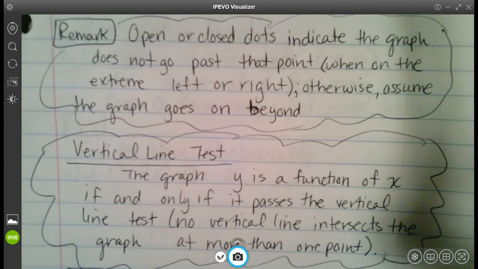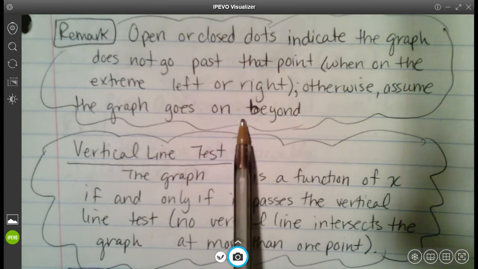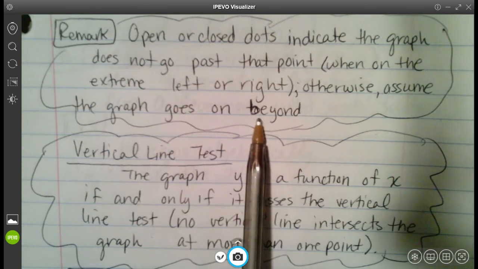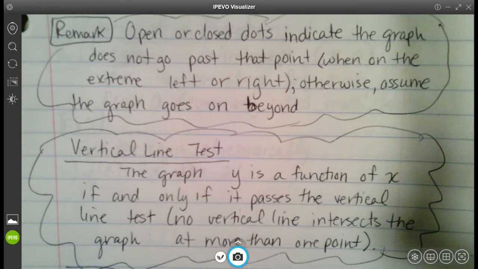When we don't have any points and it's just a line or a curve, we're going to assume that the graph goes on beyond. That means it's going to go to infinity in most cases. Okay, just a remark for future graphs.